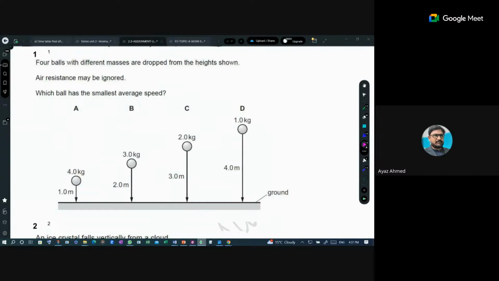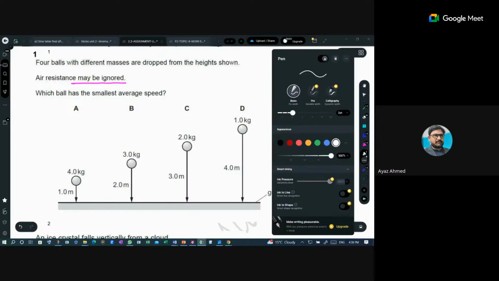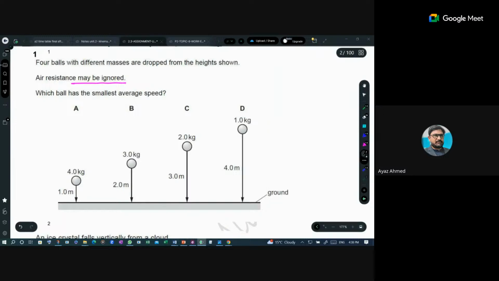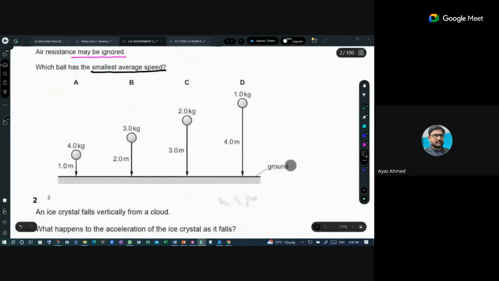Now see, four balls with different masses are dropped from the height as shown. Air resistance may be ignored. When you ignore air resistance, they all will have uniform acceleration because they are under free fall. So which ball has the smallest average speed? The ball dropped from closer to the surface would have the smallest average speed, because after 1 meter its speed would be very small as it is dropped from a very close height.